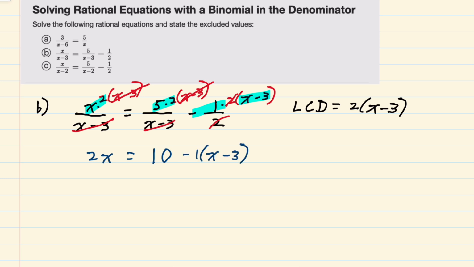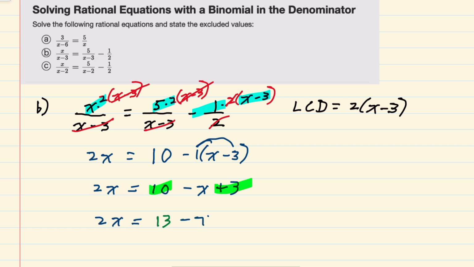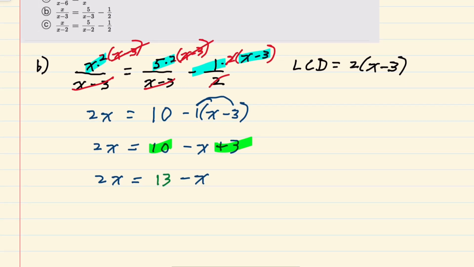As you can see, I'll need to distribute that negative 1, bringing everything else down. Negative 1 times x, a negative x, negative 1 times a negative 3, a positive 3. I have like terms on the right that I can combine. 10 plus 3, 13. Bringing down everything else, I can now move the x's to one side by adding x to both sides.